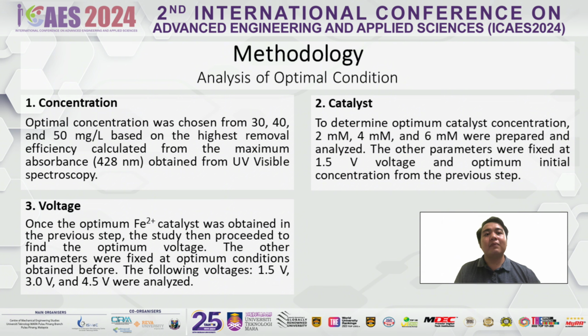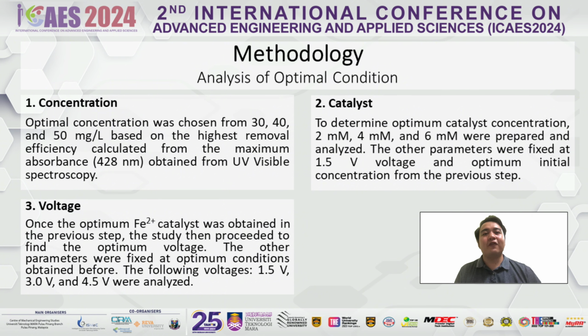When the optimum initial concentration of acid yellow 23 was obtained from step 1, the study then proceeded to find the optimum catalyst concentration. Catalyst concentrations of 2 millimolar, 4 millimolar, and 6 millimolar were prepared and analyzed. The other parameters were fixed at 1.5 volt voltage and the optimum initial concentration from step 1.